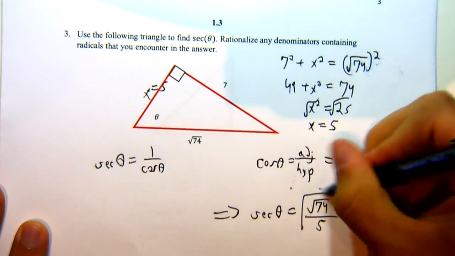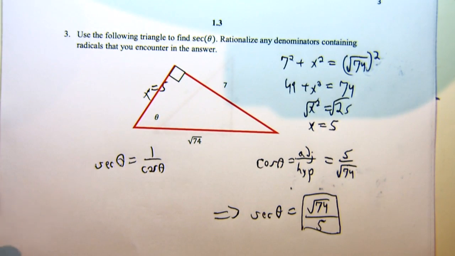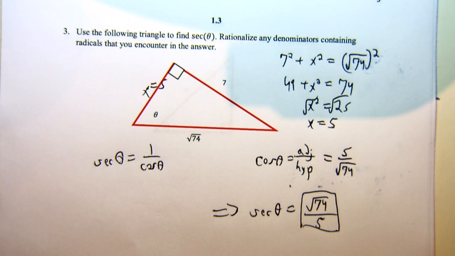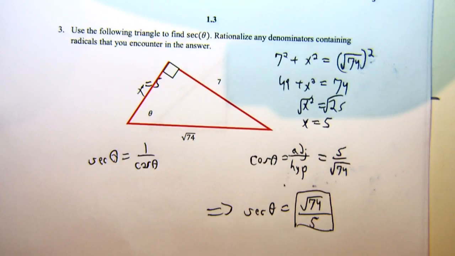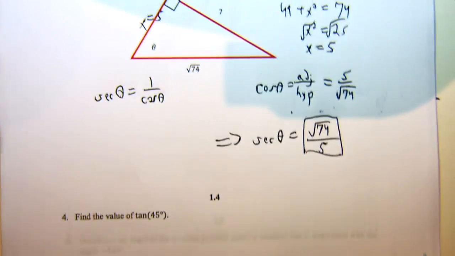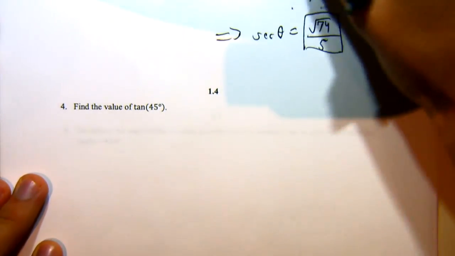Alright, and that will be our answer. Any questions? Alright. So now, let's go ahead and find the value of tangent of 45 degrees. So, for this question, our unit circle will come in handy here.